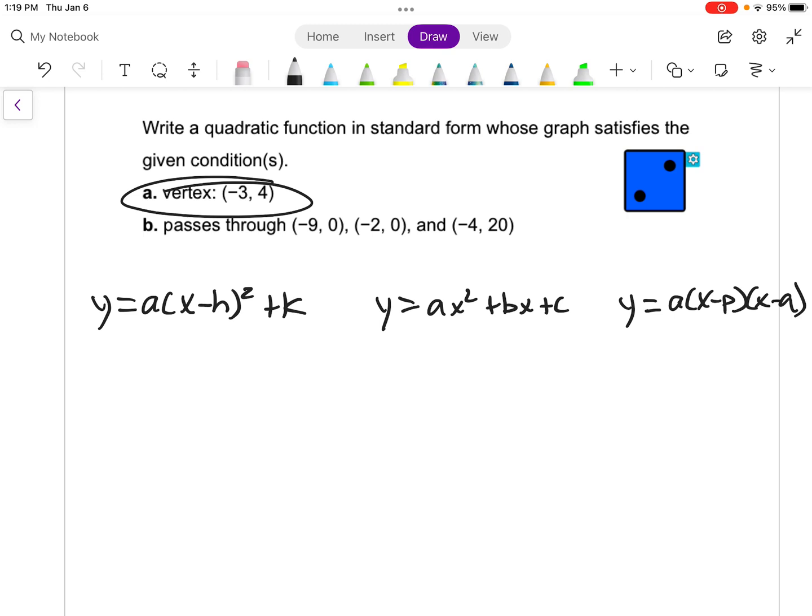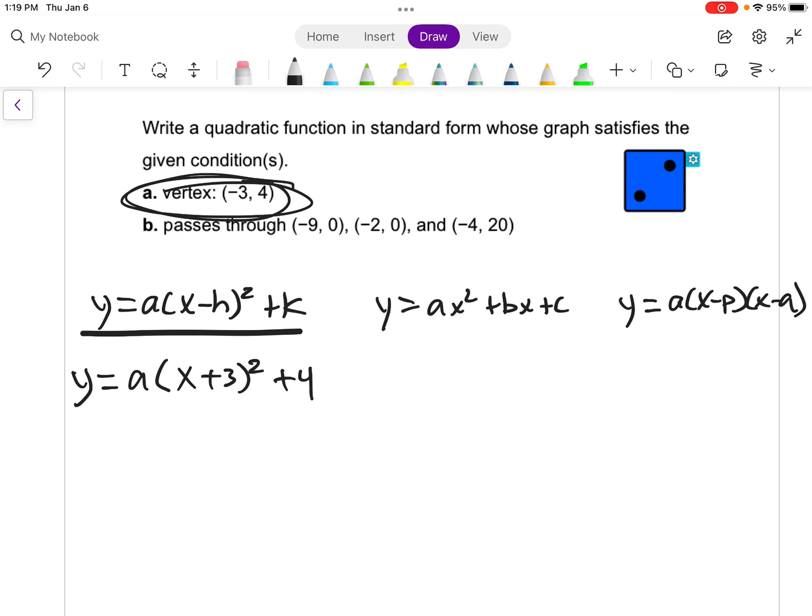Well, if it gives me the vertex and I want to figure out what the equation is, I'm going to use vertex form because h and k is just the vertex. So all I have to do is this: y equals a times x minus h, and -3 would be x plus 3, plus 4. And now really all I'm missing is what a is equal to.